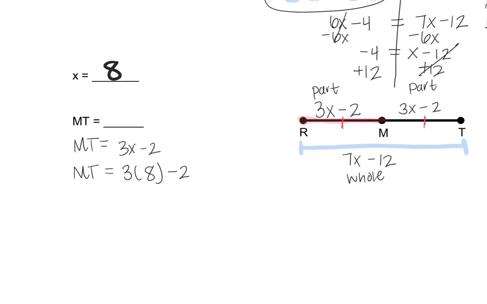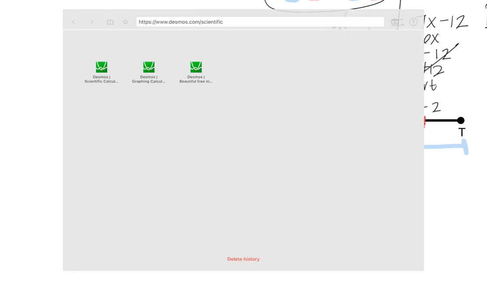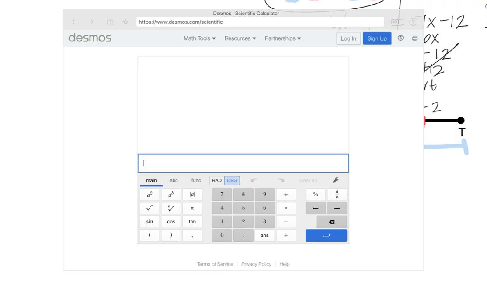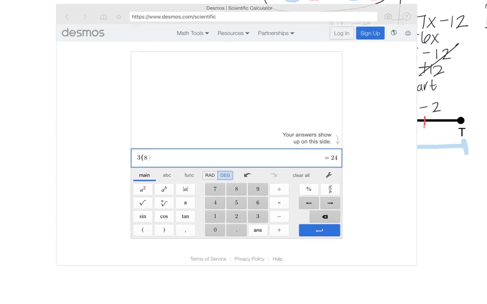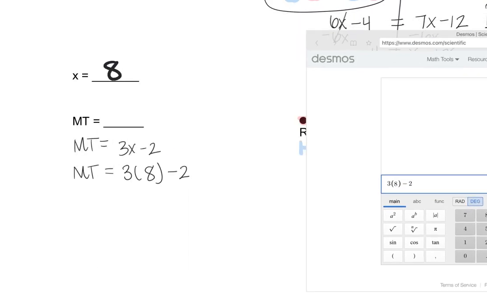All right, I go to Desmos. I put this exactly how I see it in Desmos. So it's 3 times 8, minus 2, and I get 22. So this is 22.